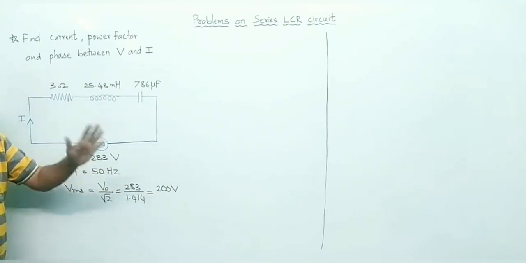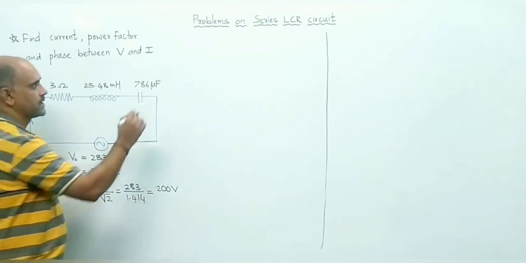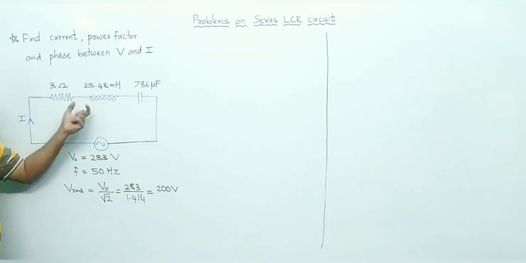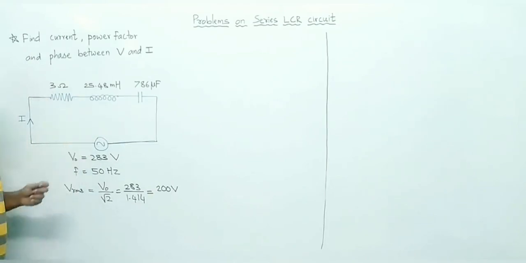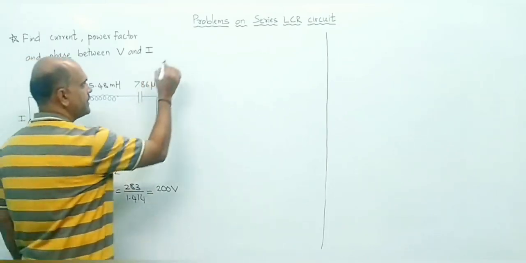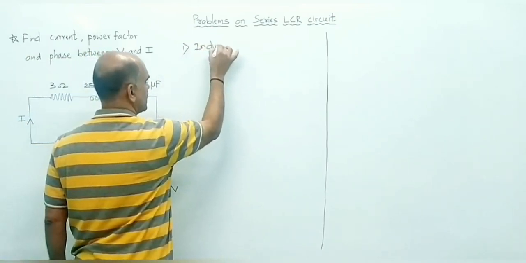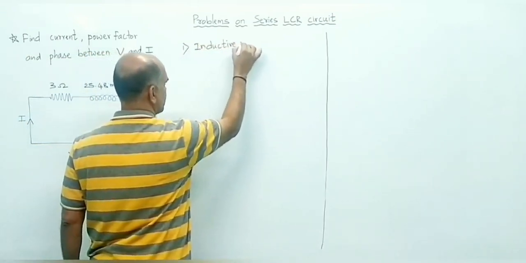Now again, all the same steps which we had done in the previous problem. So first again we will find XL, that is inductive reactance.